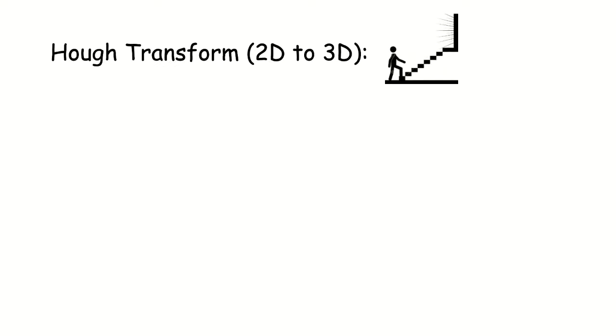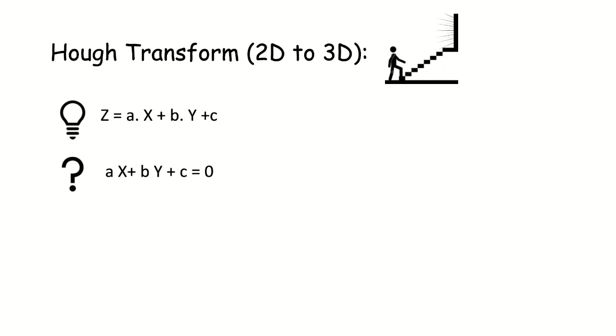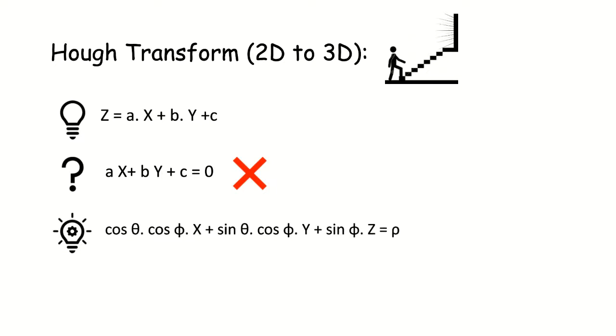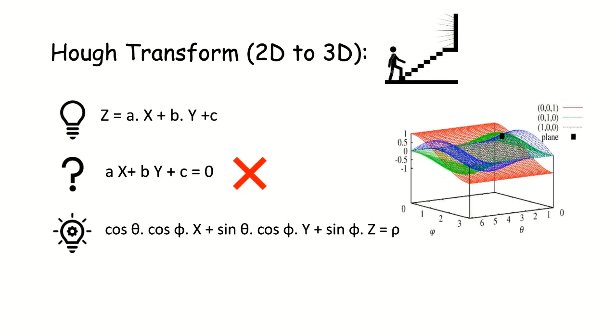Similarly, extending it to 3D, the equation of the plane is z equals ax plus by plus c. In the same manner, if the plane equation has the form ax plus by equals c, then it cannot be represented in the parameter space because the coefficient of z is 0. To our rescue, we have a normal form of a plane equation, which is cos theta cos phi x plus sin theta cos phi y plus sin phi z equals rho, where theta, rho, and phi are the parameters of the plane normal passing through the origin.